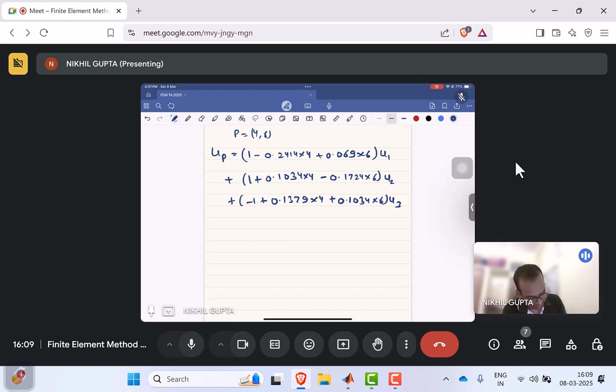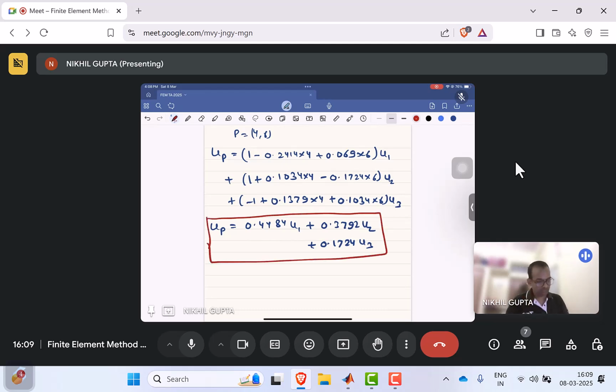When you solve this, you will get 0.4484 u1 plus 0.3792 u2 plus 0.1724 u3. So this is the final solution.